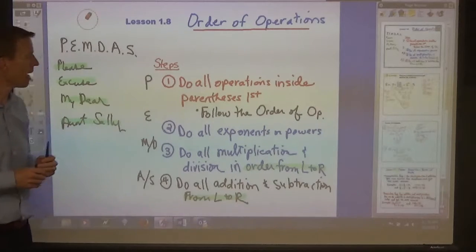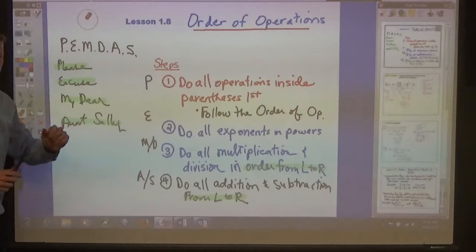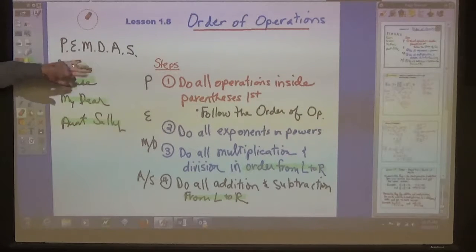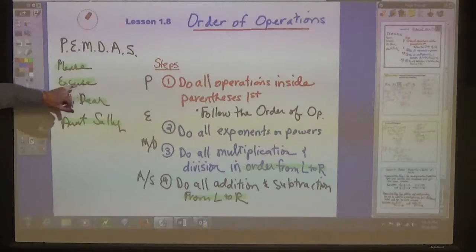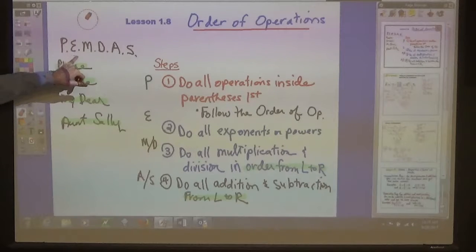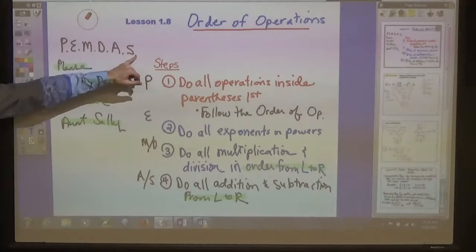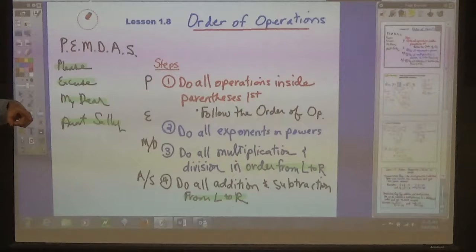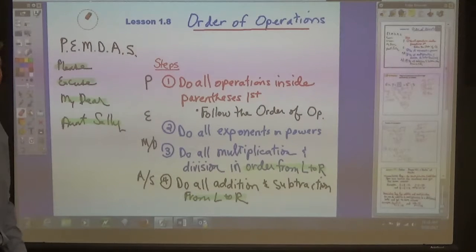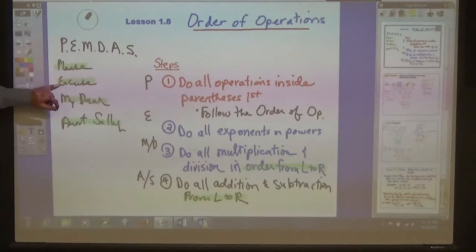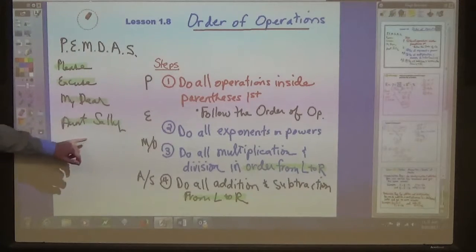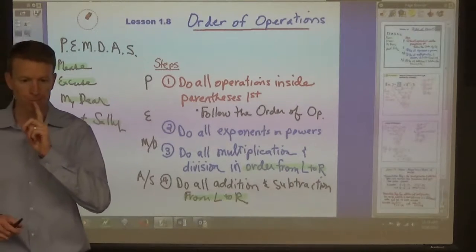And when you have that, you can remember to follow the steps by remembering some tools. Okay, one of them is called PEMDAS, which stands for Please excuse my dear Aunt Sally. Please excuse my dear Aunt Sally. Okay, this is what it means, class.